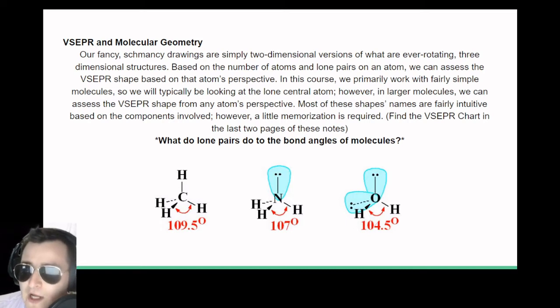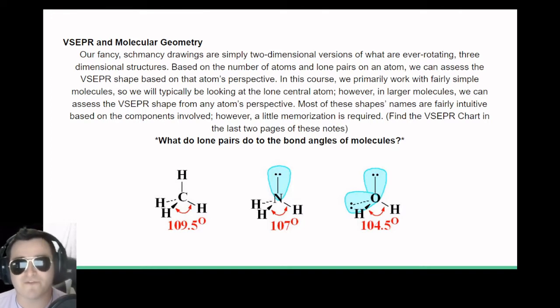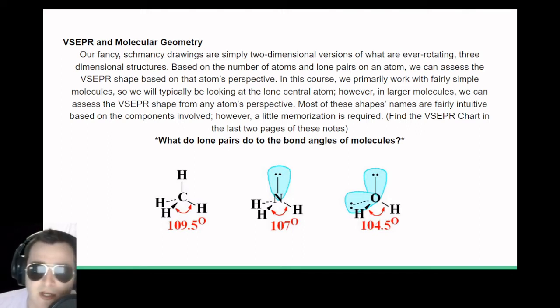If you are following along in the notes, I did attach the VSEPR chart that I use in class at the bottom of the notes, the last couple of pages there. So feel free to consult that. You won't have it on your test, obviously. So you're going to need to know a few things. And what this is going to go into, of course, is whether or not a bond is polar. We can assess whether or not a molecule is polar.